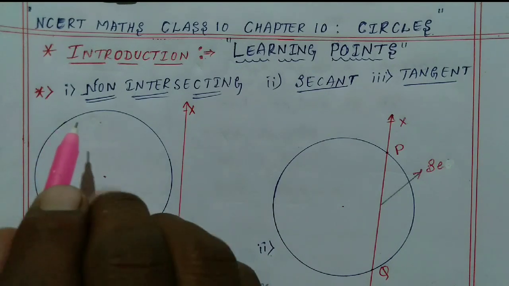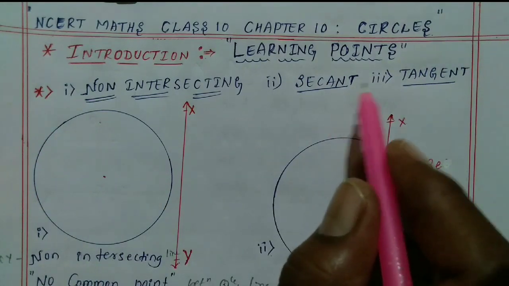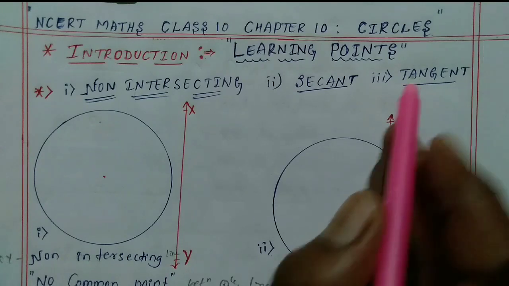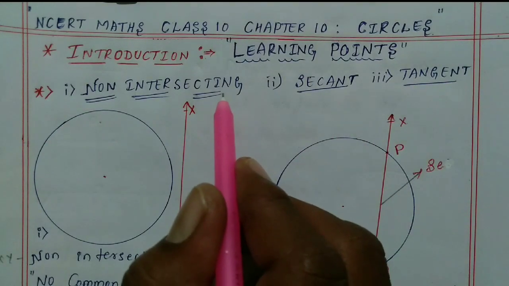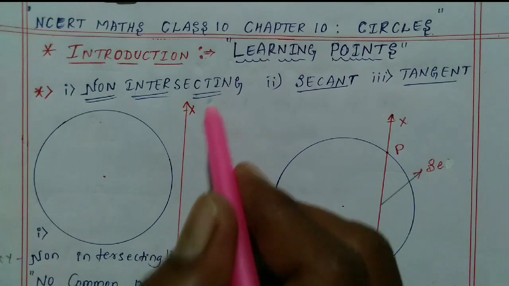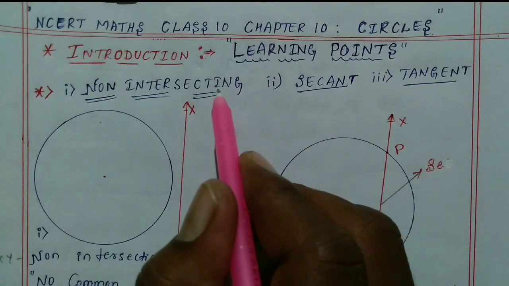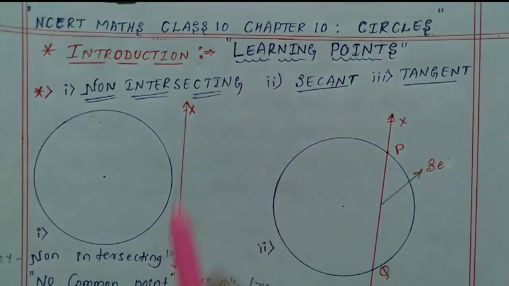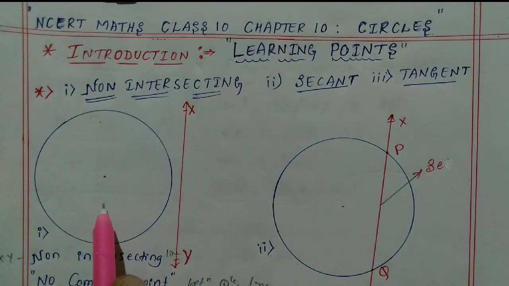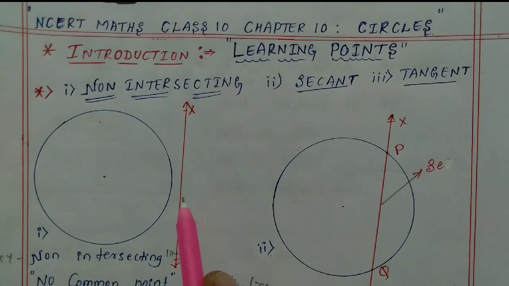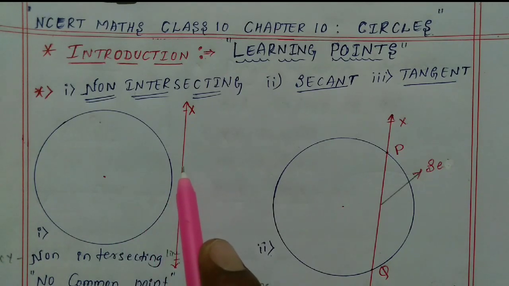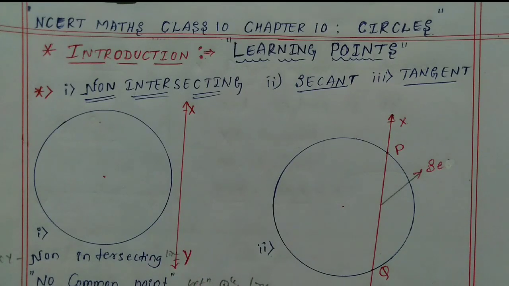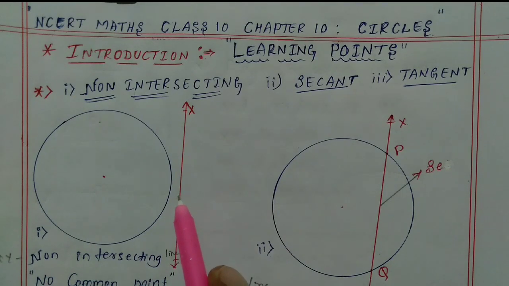So the first one is non-intersecting line, secant and tangent. See here what is meant by a non-intersecting line. This is very easy. The name itself says non-intersecting. Non-intersecting means the line will not intersect the circle. It means between the circle and the line there is no common point. Then this is called a non-intersecting line. Here XY is a non-intersecting line.